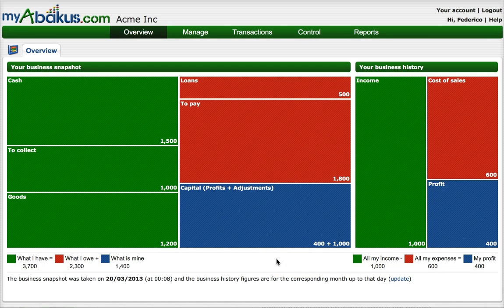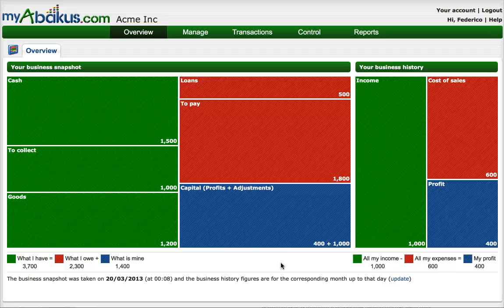Here, everything has been updated based on the information that we just entered. So you can see we've got some cash, we've got something to collect, we've got some goods with dynamite, we've got a loan, we've got something to pay. The green is what I have, the red is what I owe, and the difference is my capital. I also got some income. This is for my current month, the costs related to that income, in this case the cost of the dynamite, and I've made a profit. So this is my starting point. We're not going to get into too much detail here, but this is my starting point, and now I'm ready to start using my Abacus.